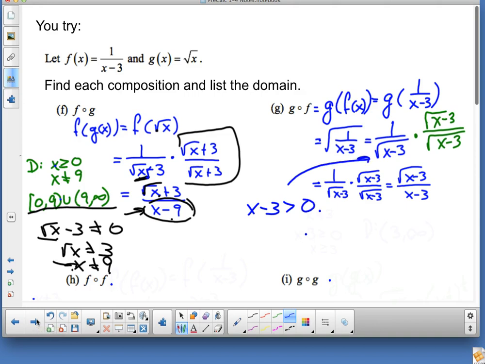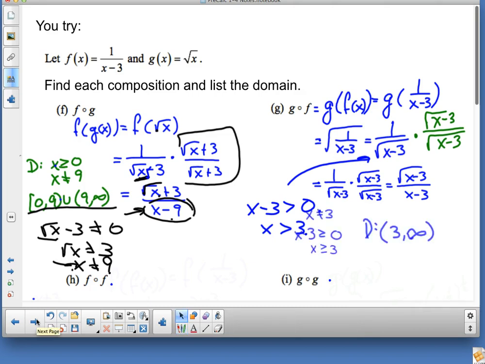X minus 3 cannot be 0, so first of all, I know it can't be 3. So x has got to be greater than 3, to make it positive on the bottom. So my domain, as I step through that, is between 3 and infinity. Are you okay with your domain and the restriction on it? That's the last one we'll do today because I don't want to rush the last one.